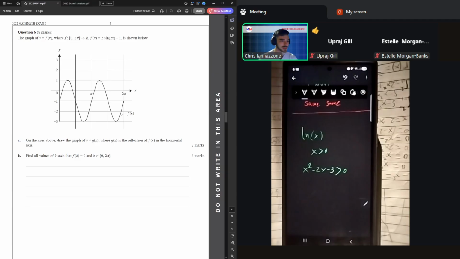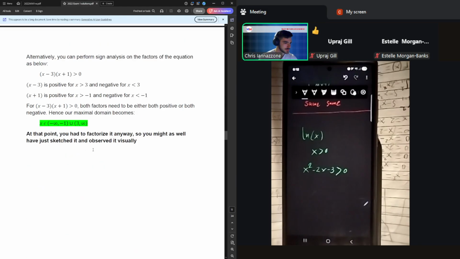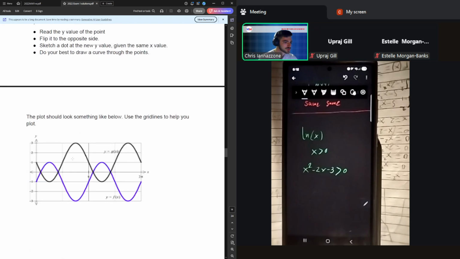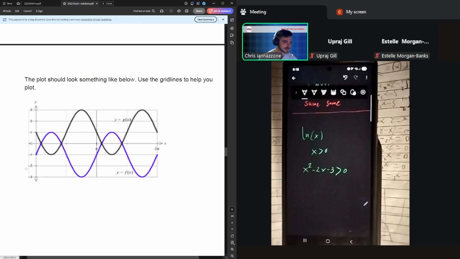Sweet. Okay. Let's have a look. Pretty much all you're doing is that. So if you did draw a copy of the previous graph, then doing the reflection of that isn't really all that bad because you just sort of mirror it across the horizontal axis.